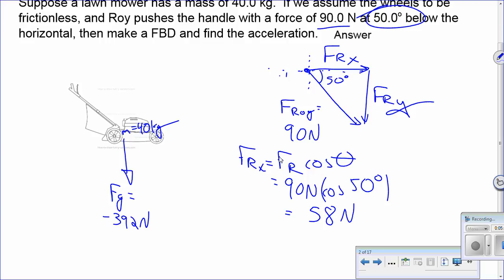Does anybody want me to go through it? I'm happy to. I'm going to keep going then. Awesome. All right. So we found our force of Roy in the x direction. It turns out to be right around 58 newtons.